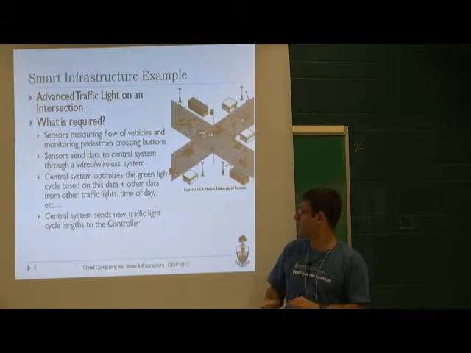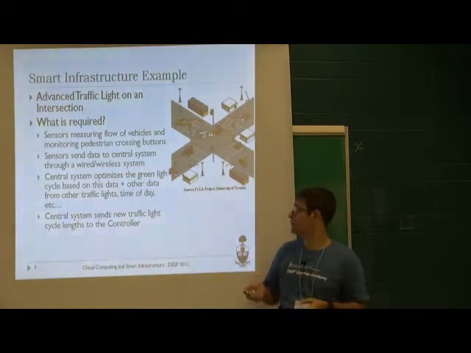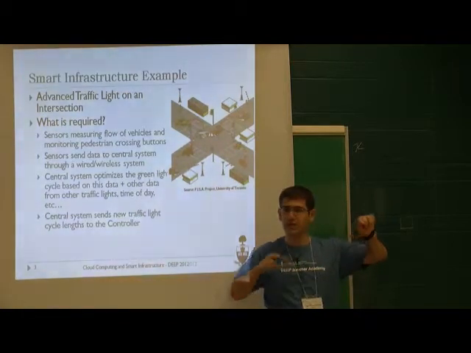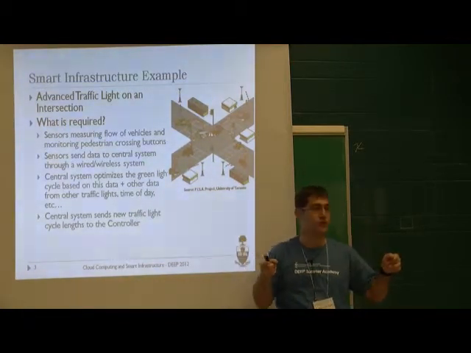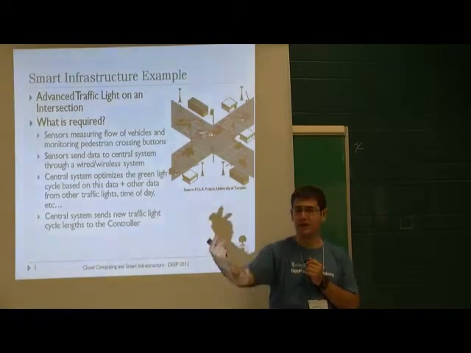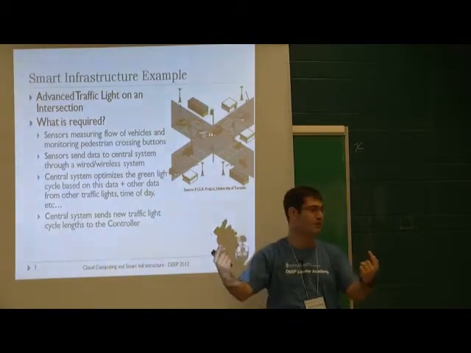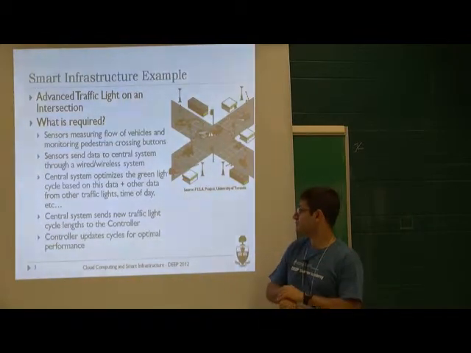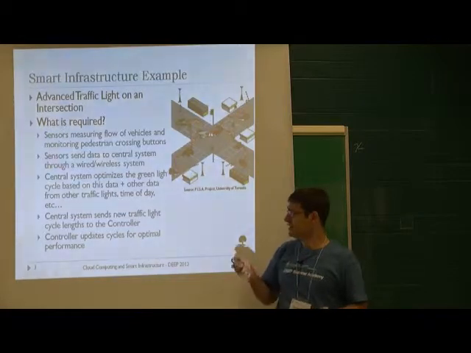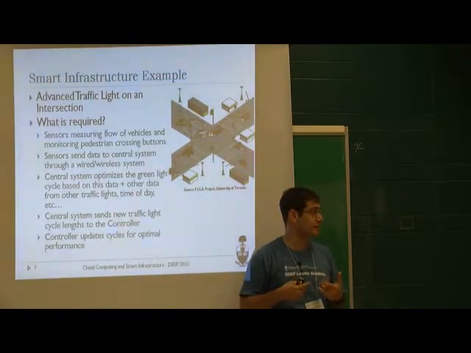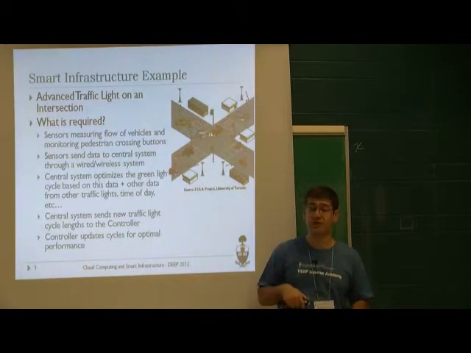Okay. And then the central system needs to send this to each controller, because this has to work for all 4 traffic lights, right? If one traffic light is giving a red, the other one has to be green, or else if you put 2 greens, vehicles are going to crash. You're going to have a collision. And this will update the cycles. This needs to update the cycles in order to optimize performance.